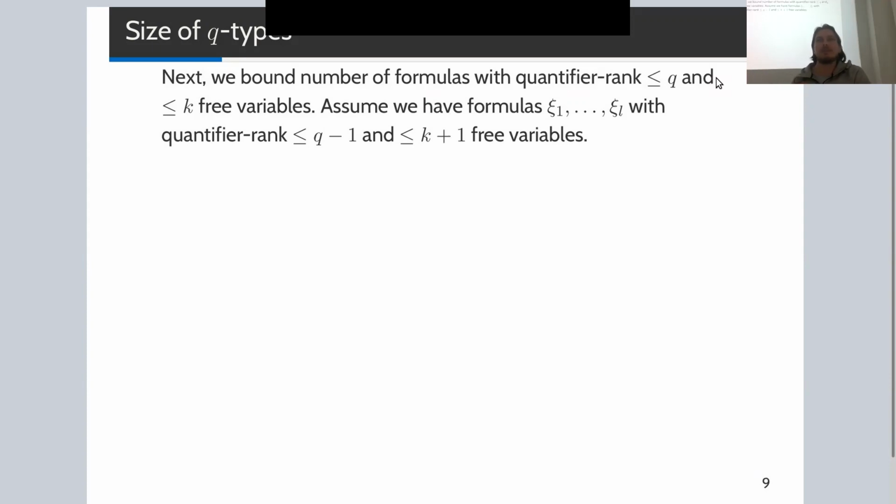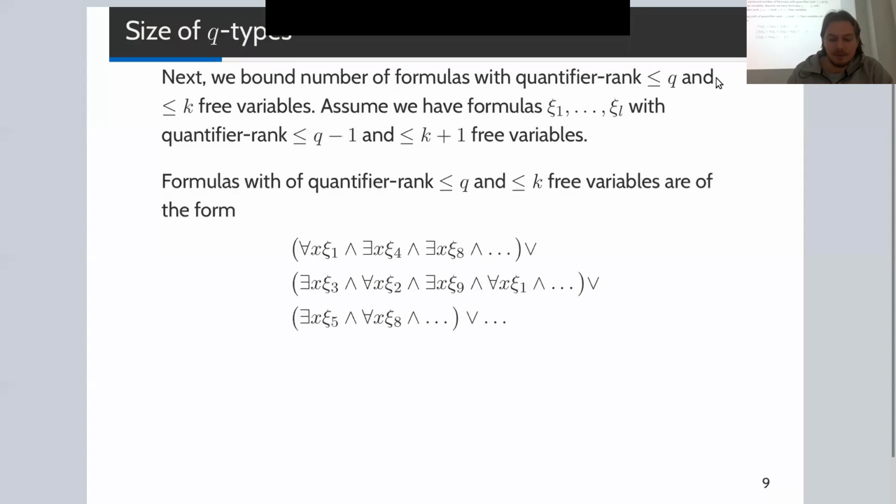So this one free variable that there will be more, this is the variable that we will quantify over to increase the quantifier rank. And the number of these formulas, let's assume that they're xi1 to xi(l). So we have l of these formulas, and we said that we can write our formulas in CNF form. So then our formulas of quantifier rank at most q look something like this. So we can have a Boolean combination of different formulas that have quantifier rank 1 less. No, not quite. So anyways, our formulas look like this.